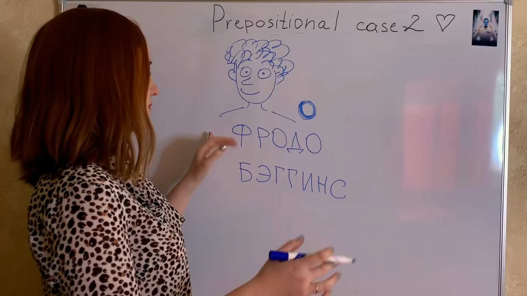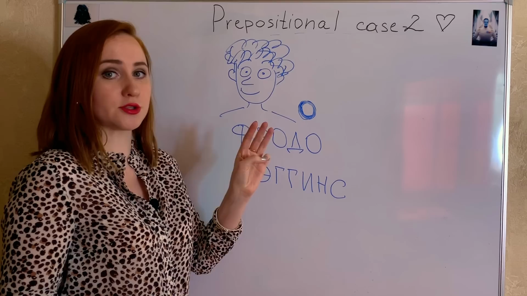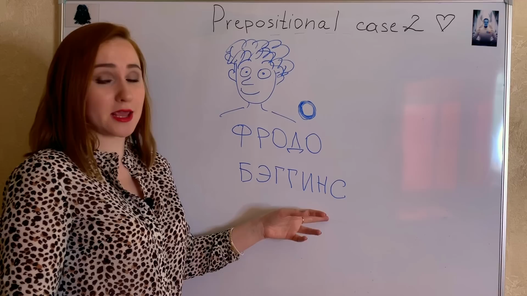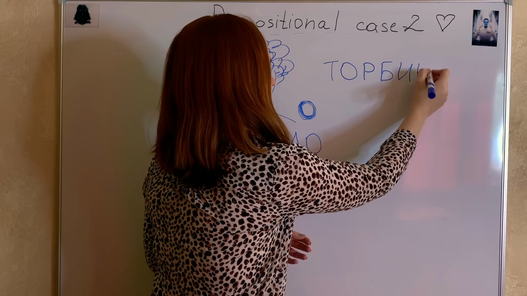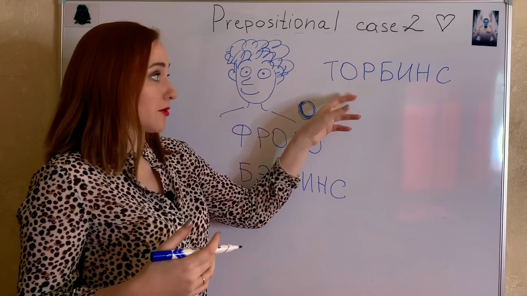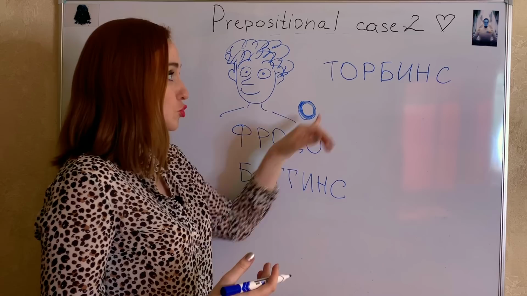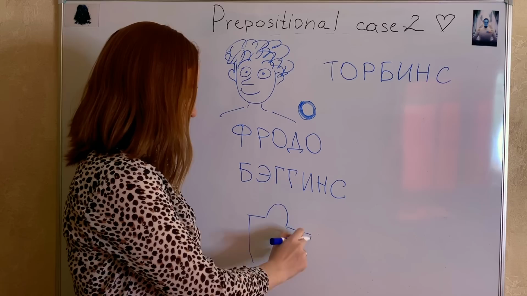So, interesting fact. There are three major translations of The Lord of the Rings in Russian, and the name of the Baggins family, for example, in my translation, it's Torbins. This is translation made by Муравьёв, famous guy. So he calls them Торбинс, Бильбо Торбинс, Фродо Торбинс, because the bag, obviously, Baggins, like carrying a bag.